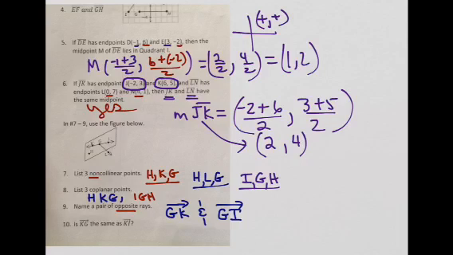Okay, number 10: is ray KG the same as ray KI? So look up here at the drawing. Is KG going this way the same as KI? Yes, it is, because both of the rays start at K and they're going in the same direction, so the answer is yes.